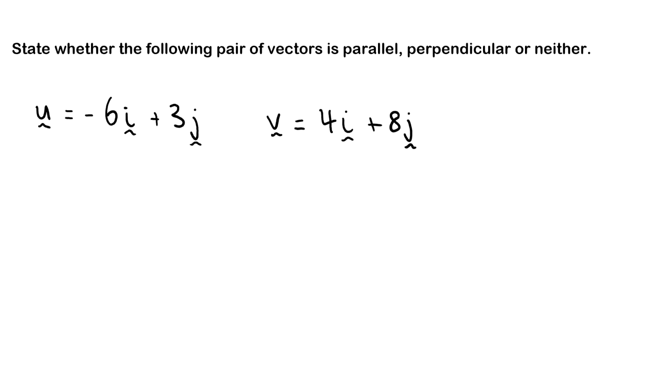Next, we need to state whether the following pair of vectors is parallel, perpendicular, or neither. Your first step should be to try to identify your scalar product. If it equals 0, you know that it is perpendicular. After that, you then find your magnitudes to test whether it's parallel. If it is neither parallel or perpendicular, you know it's neither.